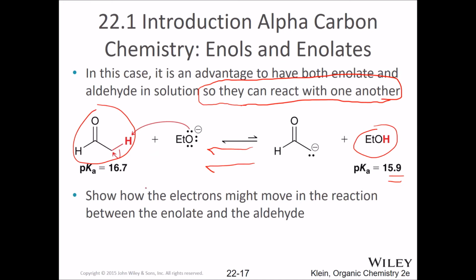Now, show how the electrons might move in the reaction between the enolate and the aldehyde. Make a guess. I'll give you a hint: Chapter 19, Chapter 20, Chapter 21. That's the hint. I promise you'd see this over and over again. There's me delivering my promise. All right, now let's move on.